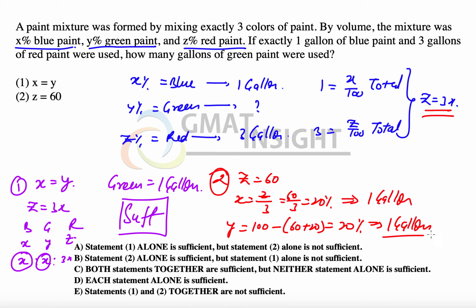So the second statement also gives us the required output, therefore the second statement alone as well is sufficient, and because each statement alone is sufficient to answer the question, the final answer to the question becomes option D.